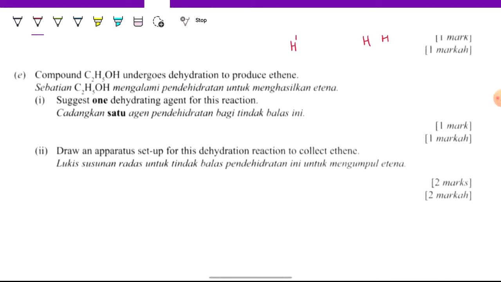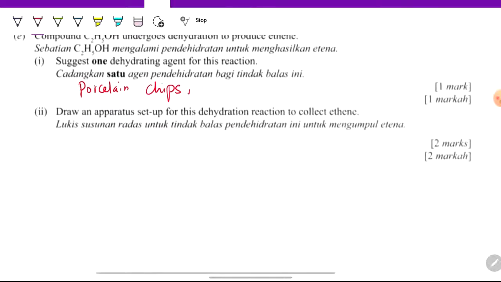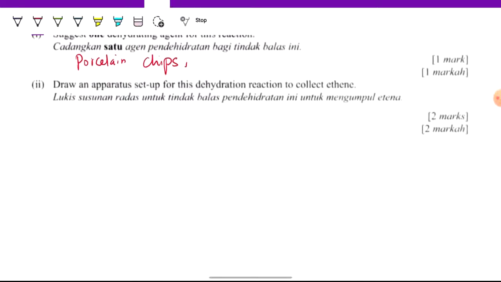The compound ethanol undergoes dehydration to produce ethene. Suggest one dehydrating agent for this reaction. For this reaction, which undergoes dehydration, the popular dehydrating agent will be porcelain chips. Next, draw an apparatus for this dehydration reaction to collect the ethene gas. So this is the apparatus again. 2 marks.